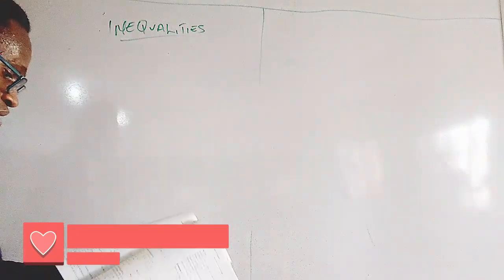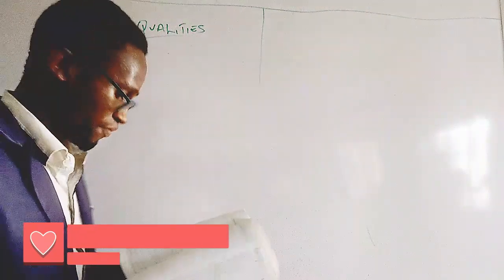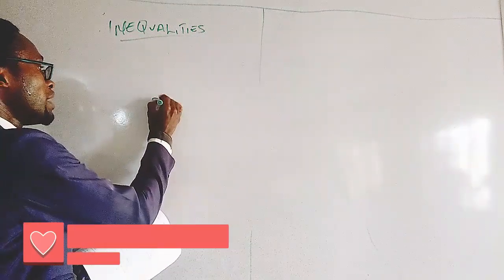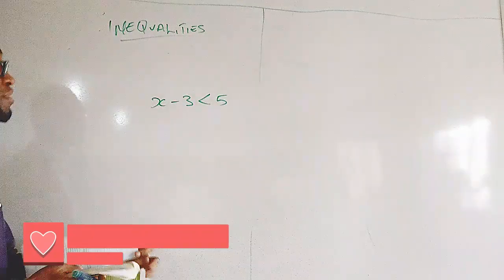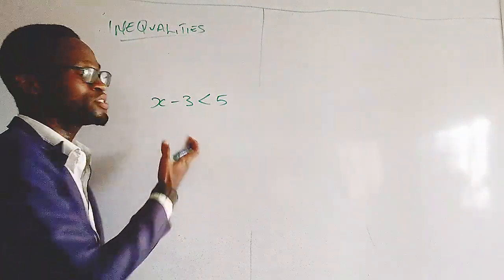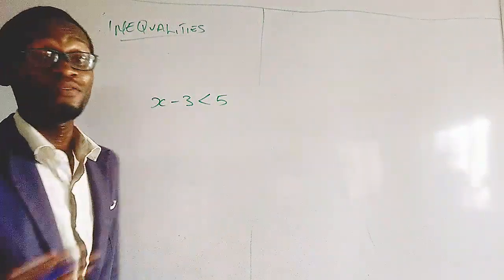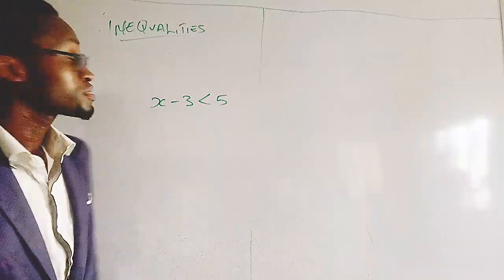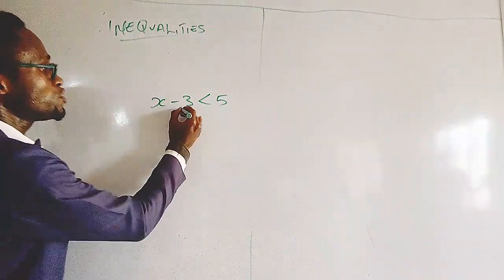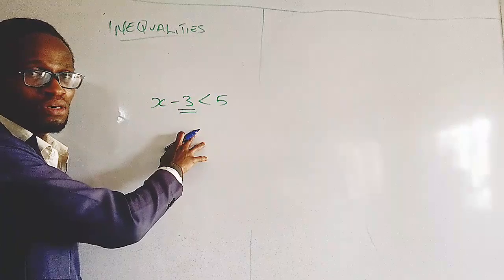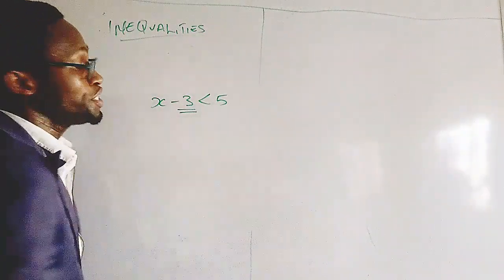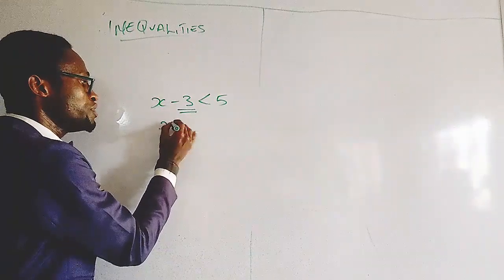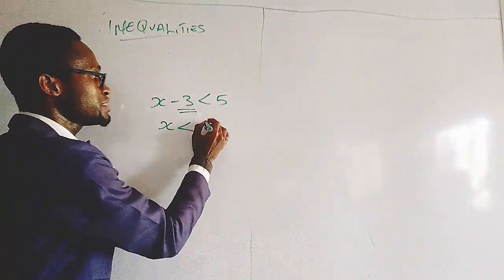So, New General Mathematics, Book 2. Now we have something like this: x minus 3 is less than 5. For this question, we are being asked to find the value of x. What you are going to do is, this is minus 3, so you have to take it to the other side of the inequality sign.